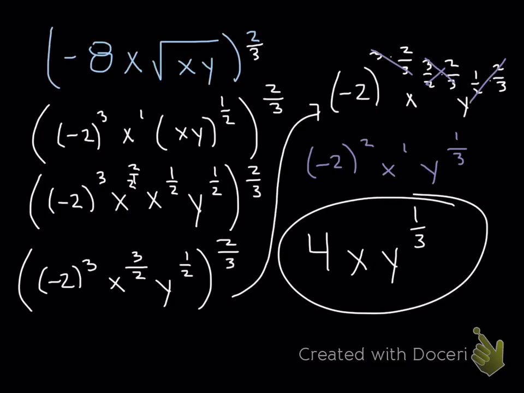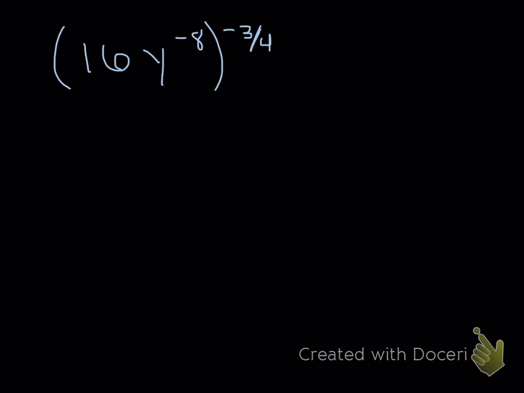So let's go ahead and try the second one. So the second one, I have 16y to the -8 raised to -3/4. So again, I'm going to change that 16 to say 2 to the 4th power. Again, 16 is 4 squared, but we always want to choose our smallest base. So 2 to the 4th power is the same thing as saying 16. And then I have y to the -8. And this whole thing's raised to -3/4.